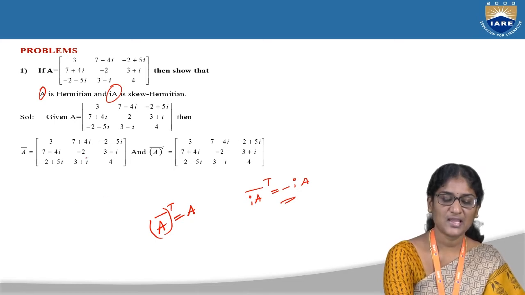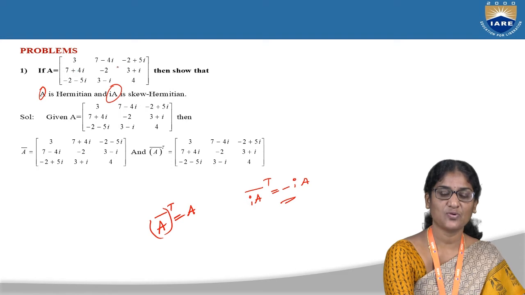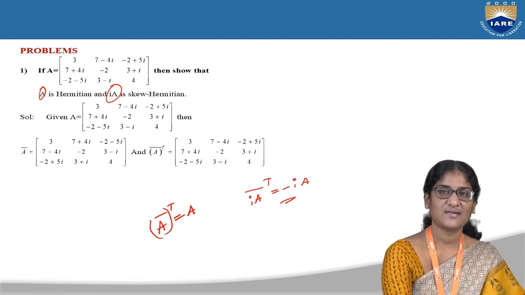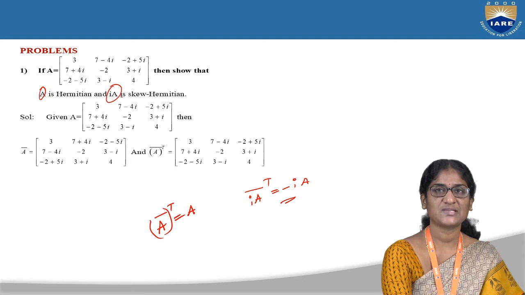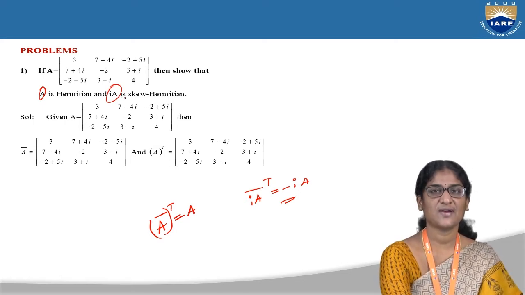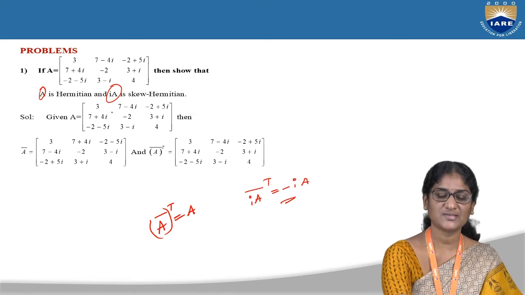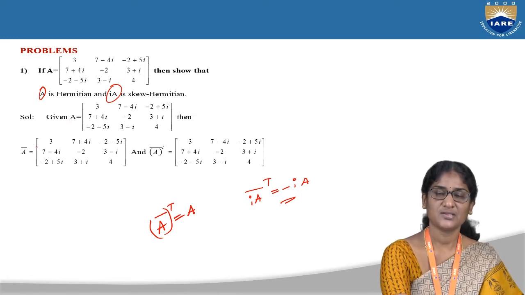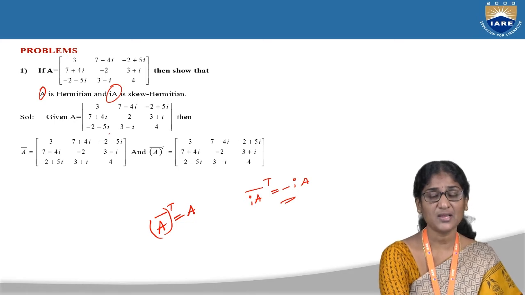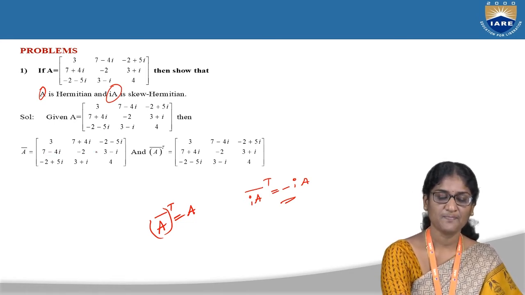So here, what is the A value that he has given? 3, 7 minus 4i, minus 2 plus 5i; 7 plus 4i, minus 2, 3 plus i; minus 2 minus 5i, 3 minus i, 4. Alright? Okay, so what is A bar? 3, 7 plus 4i, minus 2 minus 5i, and that means we are doing the conjugate for only the complex numbers. Because the bar operation is always applied to the complex numbers, not to the real numbers. So 7 minus 4i, minus 2, 3 plus i; minus 2 plus 5i, 3 minus i, 4 is A bar.